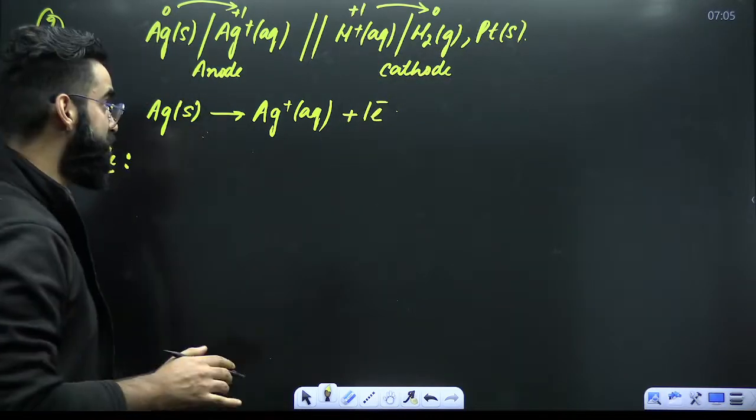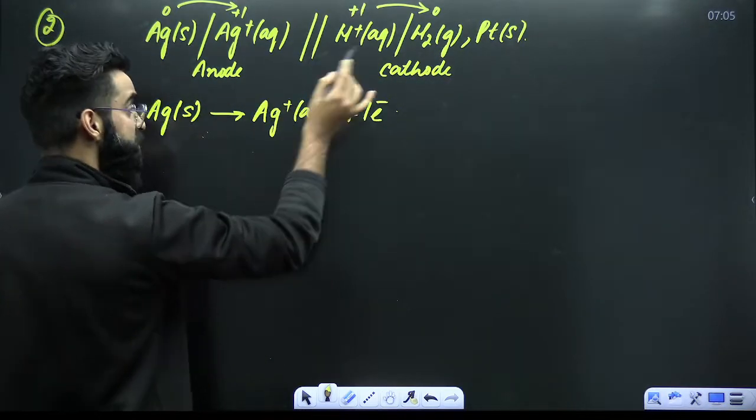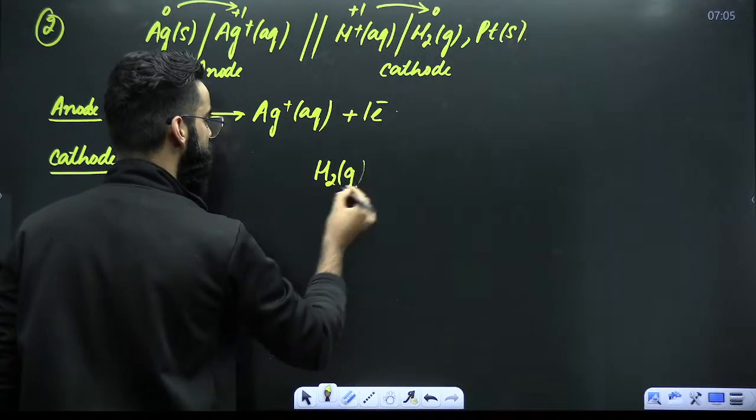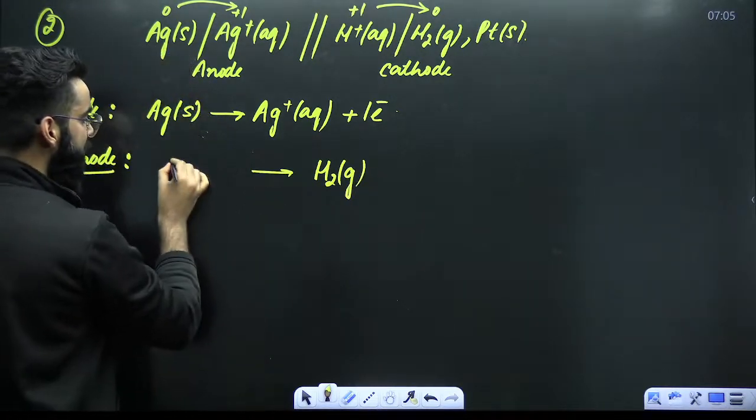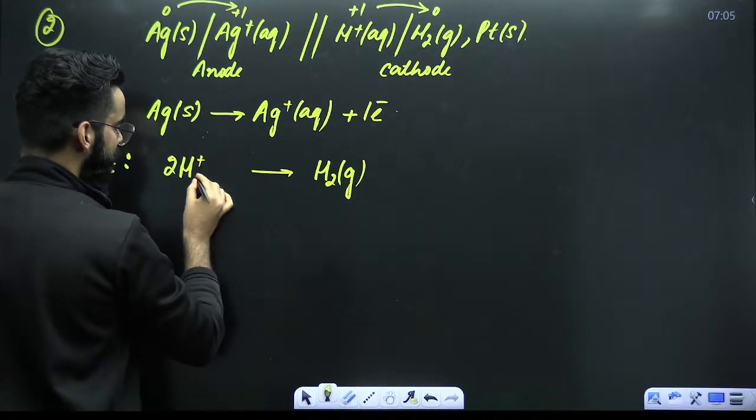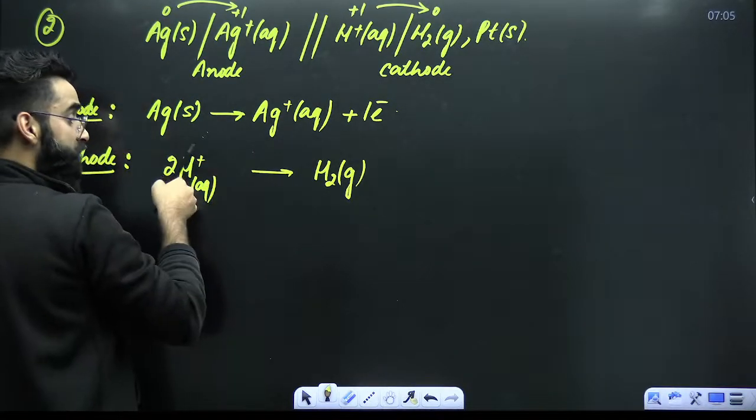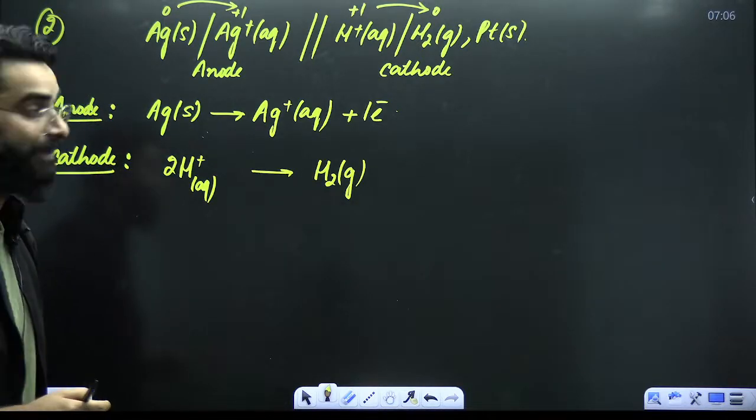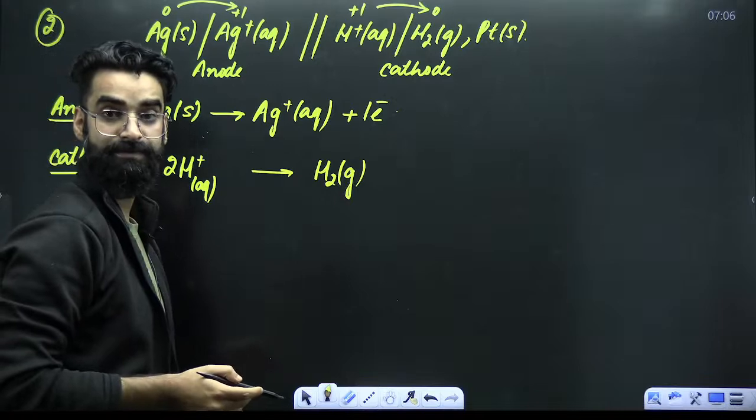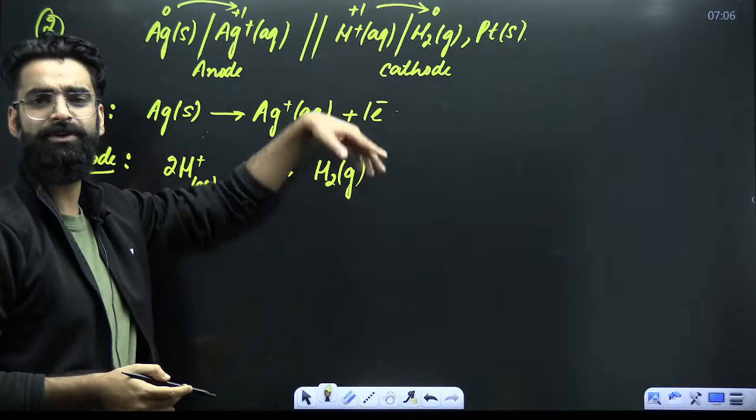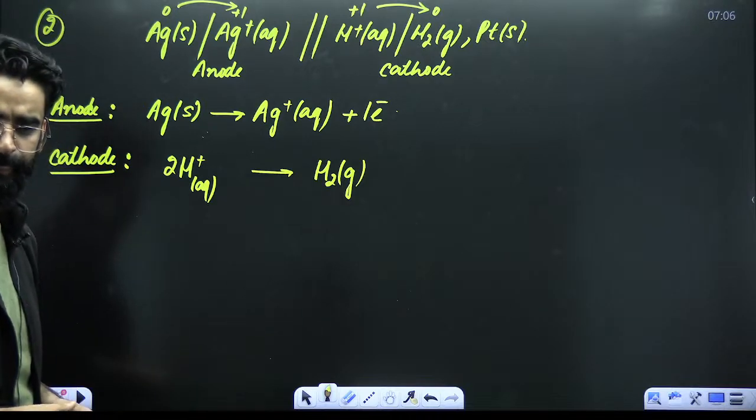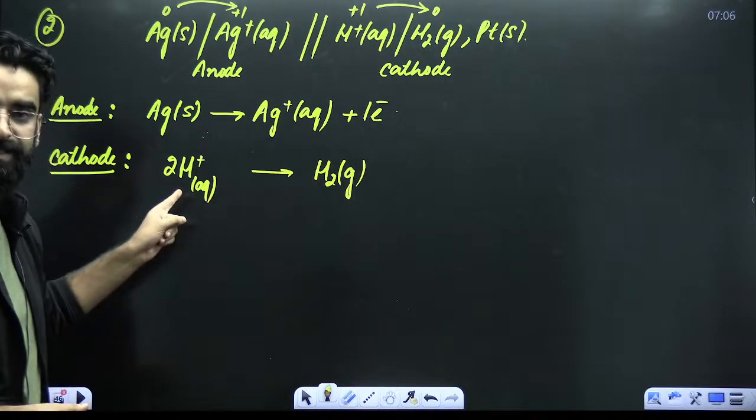So what has to be the reaction? So what should we form? We have to form H2 gas. So to form H2 gas, how many H positives do we need? We need 2 H positives. So H positive should be gaining electrons. Then only it will be getting converted into H2. Correct? How many electrons? Check it out. How many electrons will be participating in this reaction? Can you let me know that?